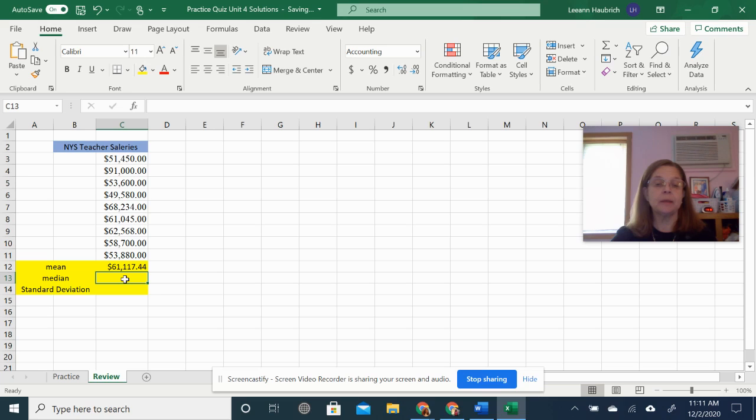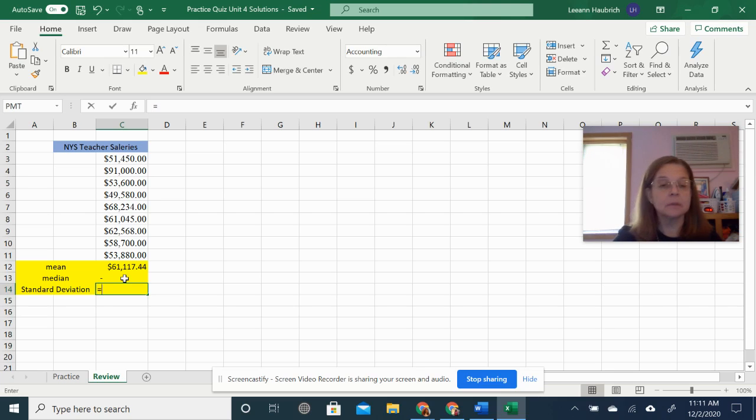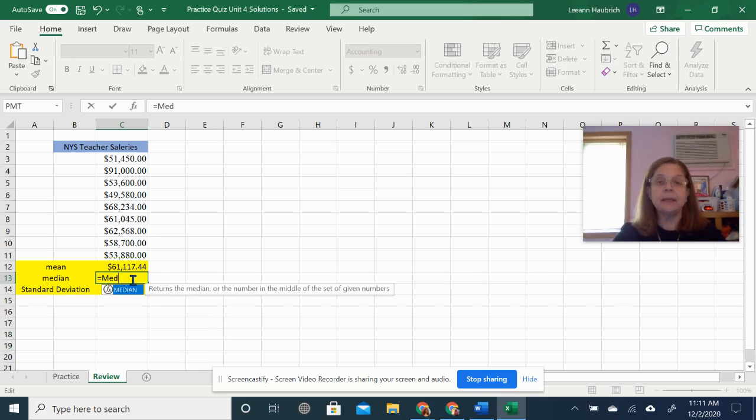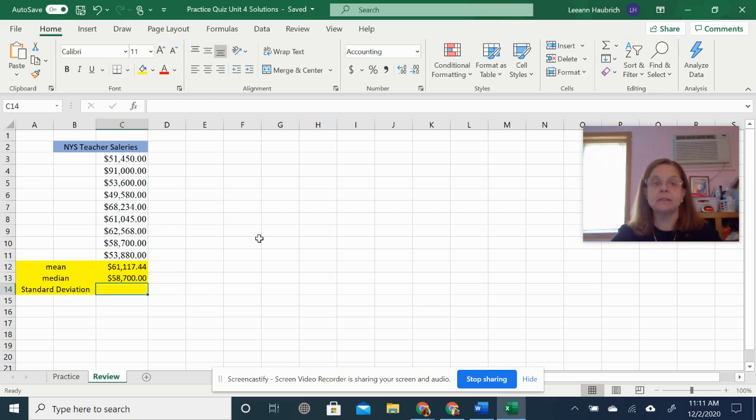So I'm going to do the same thing. Start with the equal sign. I start typing in median, and it immediately is the only one that shows up. Double click it. It will open parentheses. Click on the first one, hold, drag to the last one, let it go. Close the open parentheses, hit enter. One more to get through.